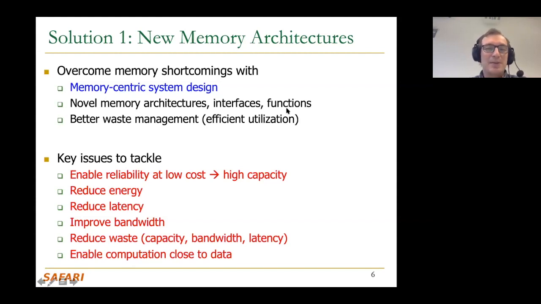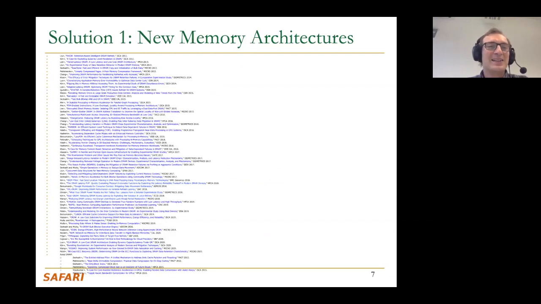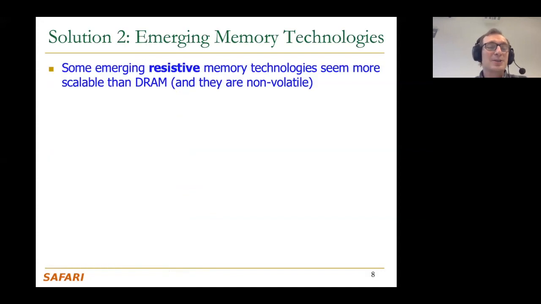Okay, and these are some of the papers that we've been writing in this area. Actually, you saw the first paper, which is the RowHammer paper over here. We're going to cover some of the other ones over here also, just to give you examples of what's going on in research. Okay, the second solution direction is somehow eliminating or minimizing the problem.